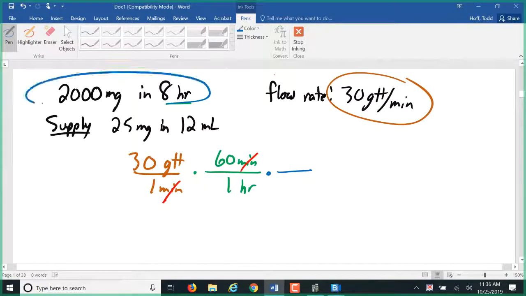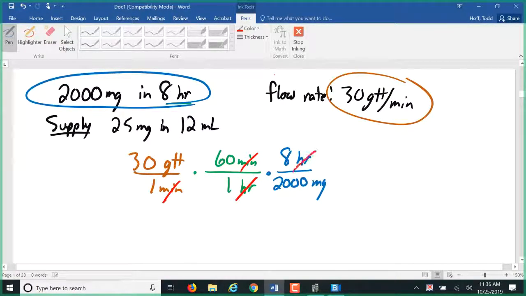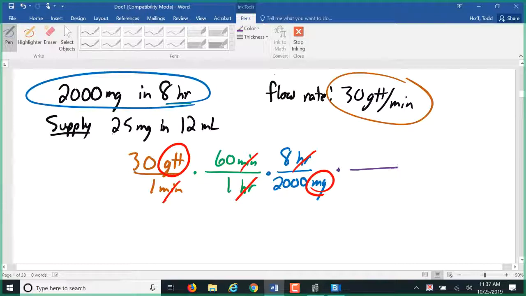And I have this relationship here, 2,000 milligrams in 8 hours. So I'll put the 8 hours on top, so the hours would cancel, and 2,000 milligrams on bottom. The hours cancel. What I currently have is drops per milligram. I don't want drops per milligram. I want drops per milliliter. So we have to keep going. I have this relationship here of 25 milligrams in 12 milliliters. That will cancel out my milligrams and leave me with milliliters, which is what I want, drops per milliliter.